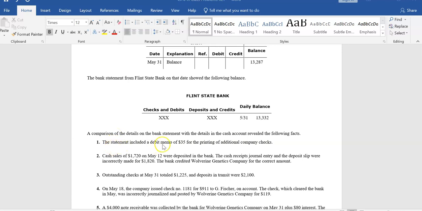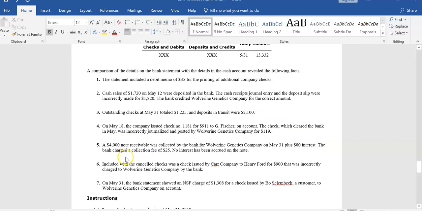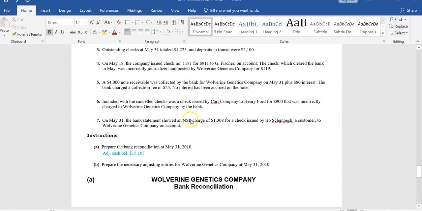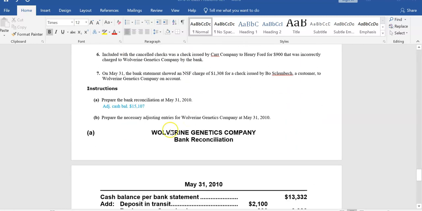So the statement included a debit memo of $35 for the printing of additional company checks and additional items below. Let's go back and hit each of these one by one. Before we do that, let's get our bank reconciliation started.